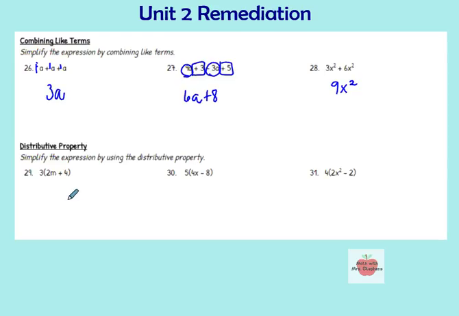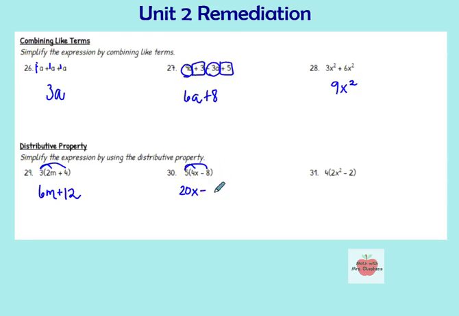Numbers 29 through 30, you need to simplify the expression using the distributive property. Remember, distributive property means we need to multiply the number outside of the parentheses by the numbers inside of the parentheses. 3 times 2m is 6m, plus 3 times 4 is 12. 6m plus 12 is your final answer. You cannot combine those.